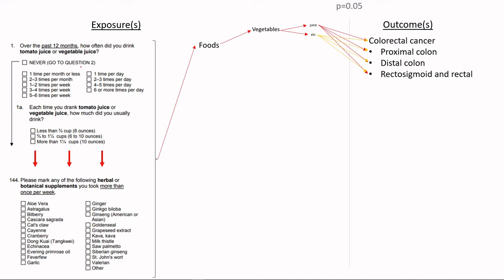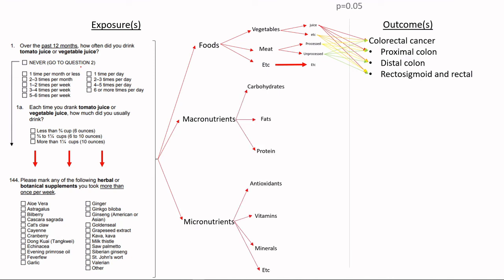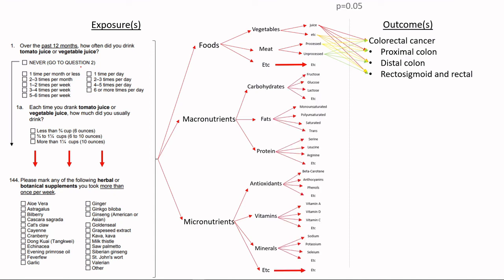In fact, there are 144 questions on the DHQ1 food frequency questionnaire. This gives investigators a near infinite amount of exposures. We can look further at other foods, like processed and unprocessed meats, geometrically increasing the number of possible associations, each with a 5% chance of being associated by sheer chance alone. But we do not have to stop there. There are further databases we can plug our food frequency questionnaire data into to break it down into macro and micronutrients. Breaking this down further, we have carbohydrates, fats, proteins, antioxidants, vitamins, minerals, and many other micronutrients I cannot fit on the screen. But wait, there's more.